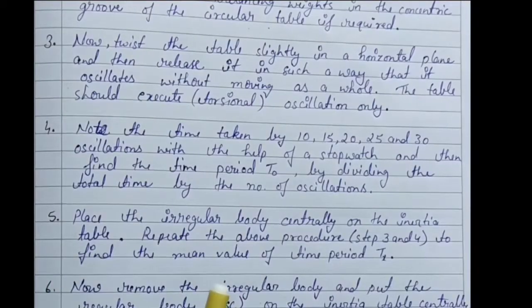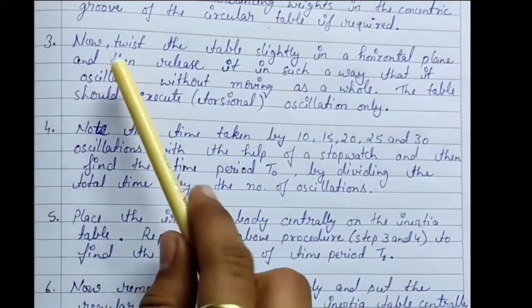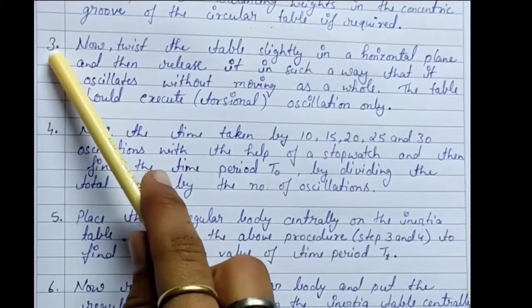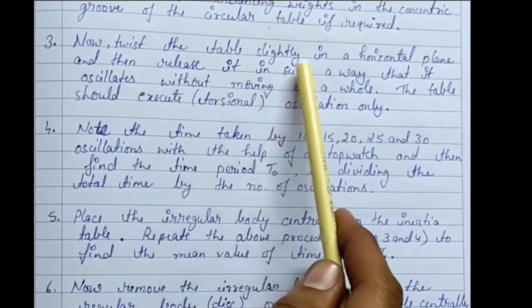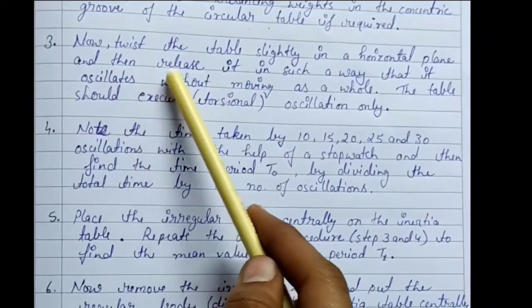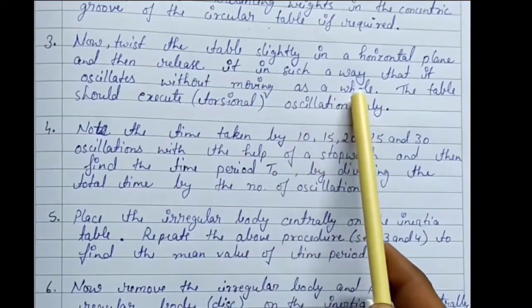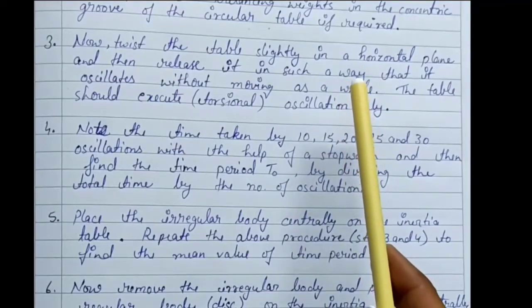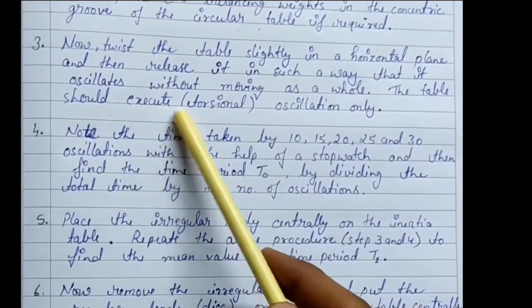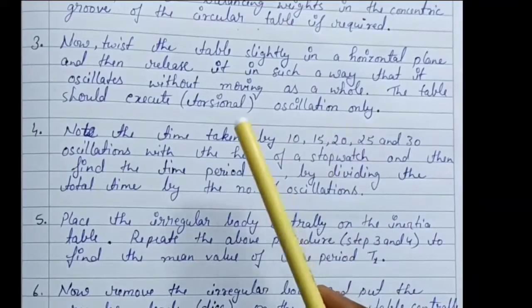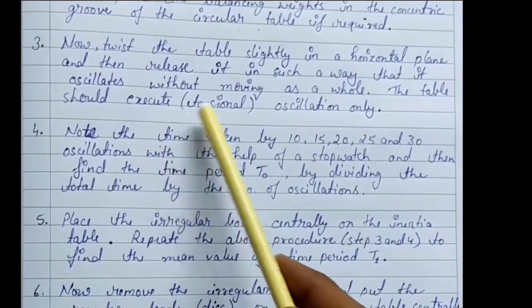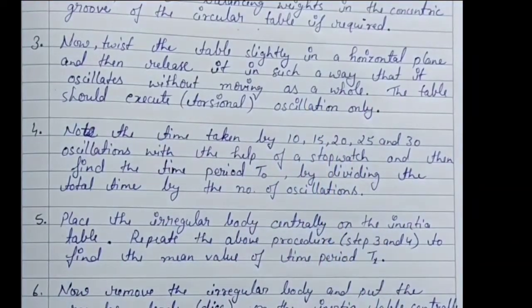After that, we just have to come back on our procedure page again, जिसमें हमें number 3 को perform करना है, which is now twist the table slightly in a horizontal plane and then release it in such a way that it oscillates without moving as a whole. मतलब वो पूरी body vibrate या बहुत ज़्यादा move नहीं करनी चाहिए. The table should execute torsional oscillation only. वो सिर्फ torsional execute करनी चाहिए. So let us see how it works.